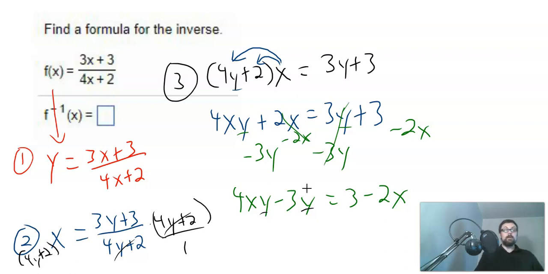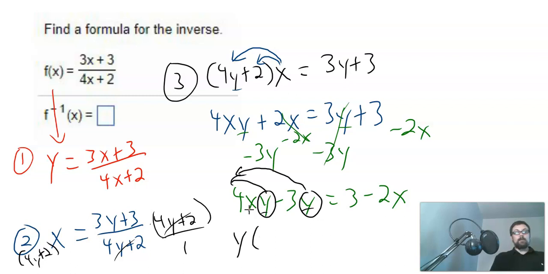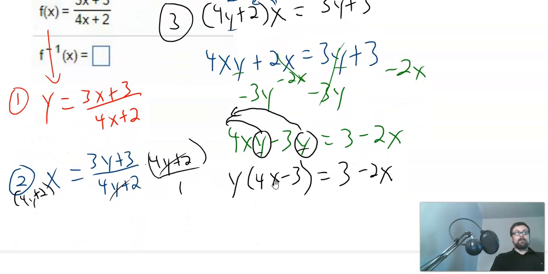So what we're going to do to manage that situation is factor out the common factor, right? There's a y in the first term. There's a y in the second term. It's a common factor. We can factor it out. So we're going to factor out the y. That's going to leave me with 4x minus 3 in parentheses. And now I can get y by itself by dividing the 4x minus 3 to the other side.